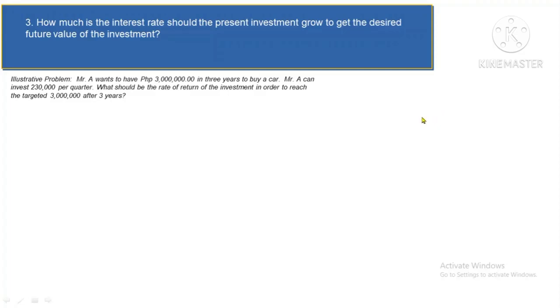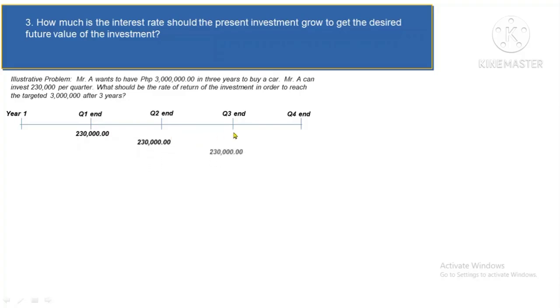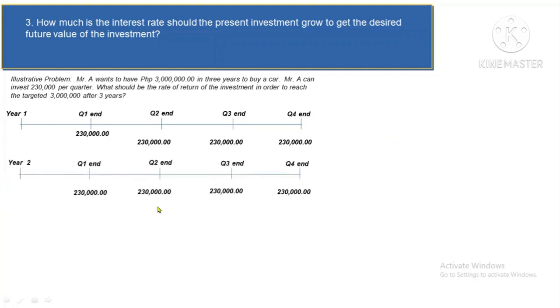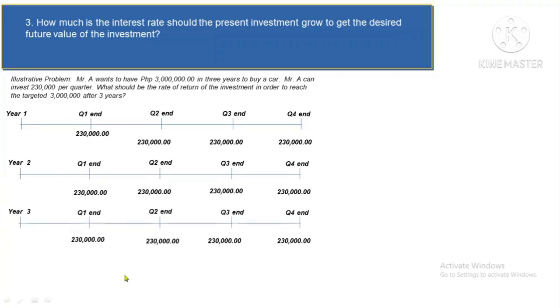However, let me tell you in advance that the missing rate can't be found using the timeline, but we are still going to have the timeline to illustrate the pattern of your investments. For example, in year 1, you're going to contribute 230,000 at the end of quarter 1, as well as at the end of quarter 2, quarter 3, and quarter 4. The same pattern will be used by year 2, and of course, year 3.